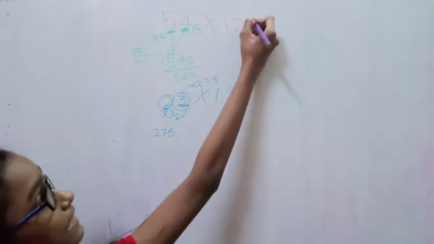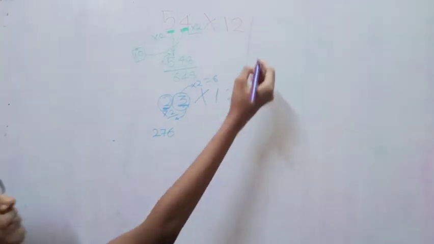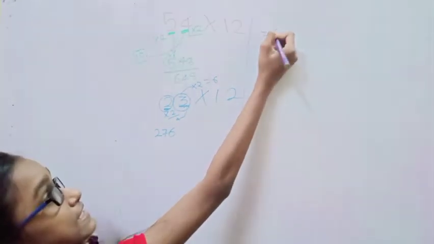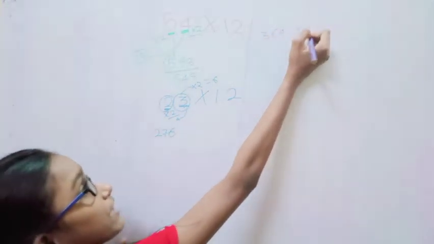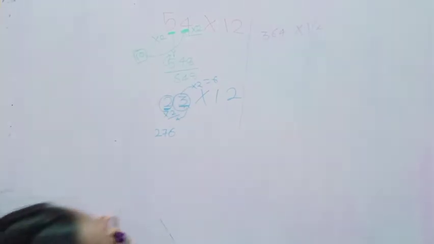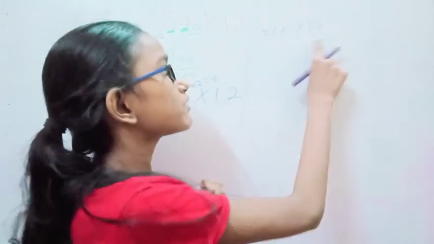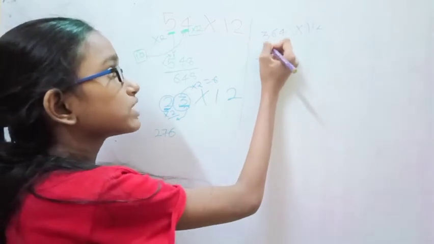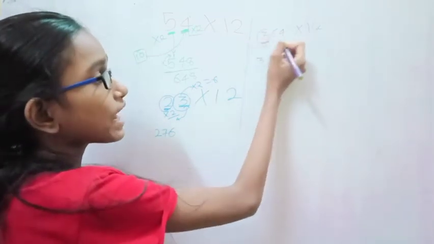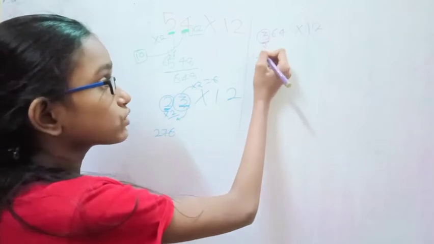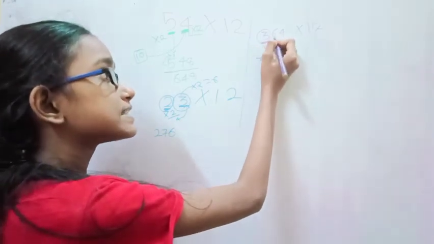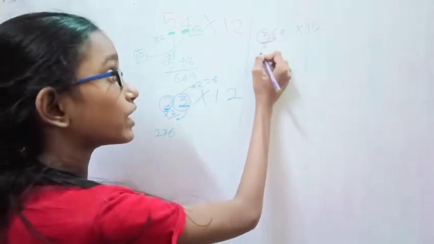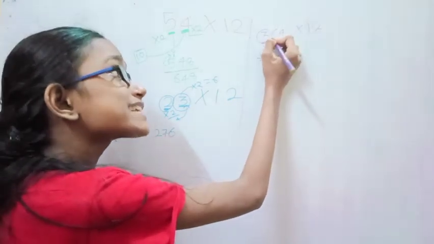Let's take another example, 364 into 12. Now guys, to solve this question, write this 3 as it is. Now 3 into 2, 3 2s are 6. Now add up the next digit. 6 plus 6, 12 ka 2 you will write. 1 will go carry.